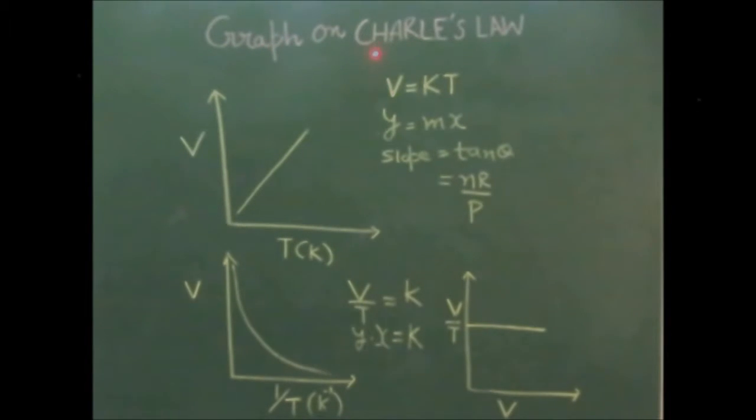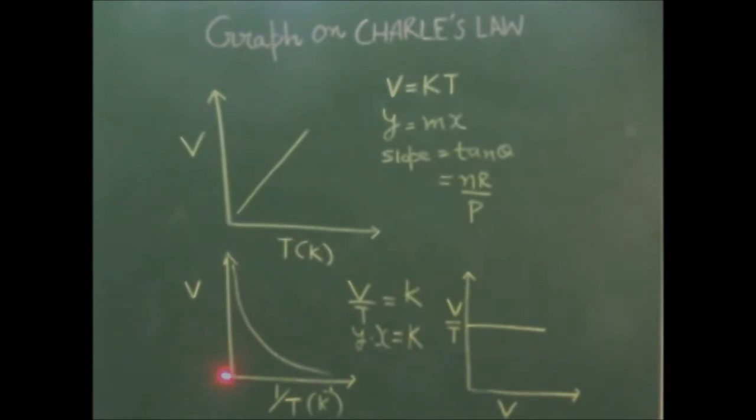Now we are discussing the graphs of Charles law. Firstly, volume versus temperature, where temperature is in Kelvin. The Charles equation V equal to KT is like y equal to mx. If temperature increases, volume also increases. So it is a straight line with a positive slope, and the slope is equal to tan theta, or nR by P.